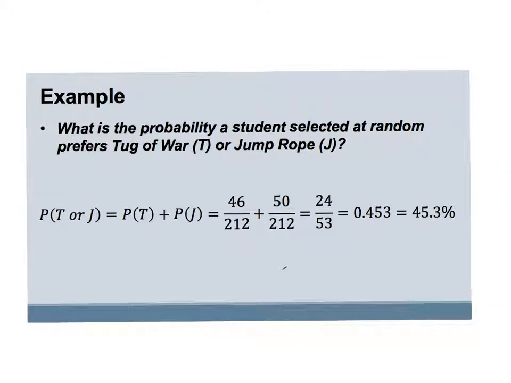If you look at that on the table, tug of war is one column, jump rope is another column. They don't overlap at all. There was, like I said, no time that they did both because they had to pick one. So those are disjoint. Since they don't overlap at all, I just find the individual probabilities. There's 46 that like tug of war out of the 212, 50 that like jump rope out of the 212. Put that together, you get 45.3%.